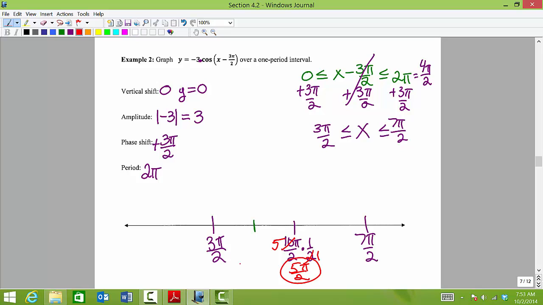Let's find our quarter point, the midpoint between 3 pi over 2 and 5 pi over 2. We're going to add together: 3 pi plus 5 pi is 8 pi, keeping the same denominator of 2. And then we multiply by 1/2. Once again, we can cancel common factors. This reduces to 2 pi. Let's find our last midpoint. 5 pi plus 7 pi is 12 pi, divided by 2, keeping the same denominator. Multiply by 1/2. And after reducing common factors, we get 3 pi.